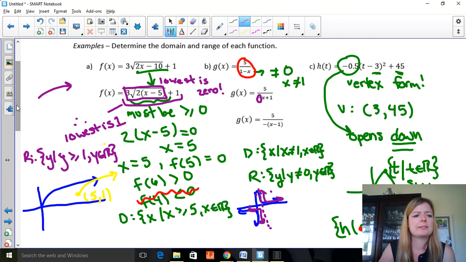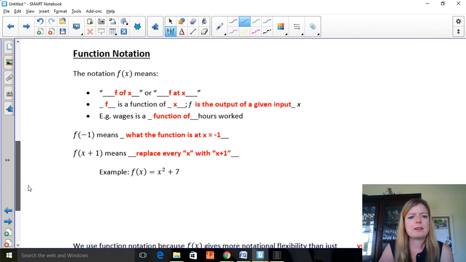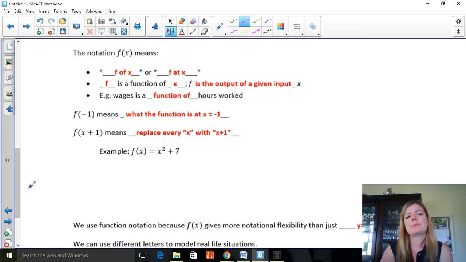All right, one final thing is function notation. And I have most of this done for you. So f at x there means f of x or f at x. I think I say f at x more commonly. F is a function of x, so f is the output of a given input x. So for instance, you could say wages is a function of hours worked. Okay, f at -1 means what is the function when you put in x equals -1. So what is the y value when x is -1? How high is the graph when you have put in an x value of -1?